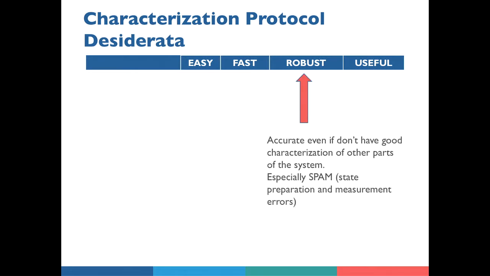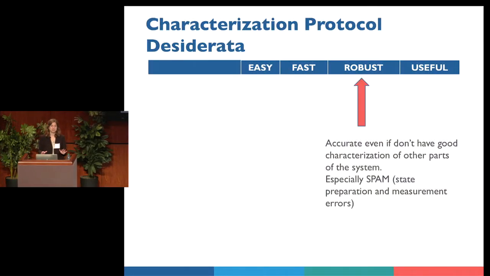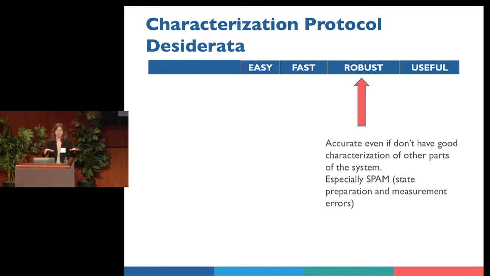By robust, I mean that it should be accurate even under a lack of knowledge about other parts of the system. These experimental systems are very complex, they're very messy. It's just totally unreasonable to expect that we perfectly understand all parts of the system. So somehow we'd like to be able to calibrate very specific parts of the system, even if there are tangential or related parts of the system that are causing errors that might affect what we're doing. We'd like to be able to get accurate knowledge about one thing, even if we have inaccuracies or uncertainties about other parts of the system.